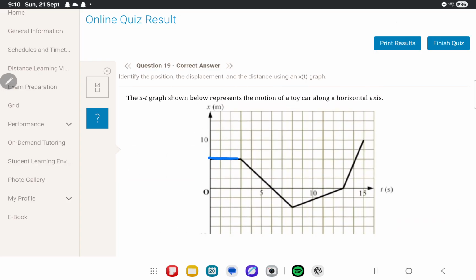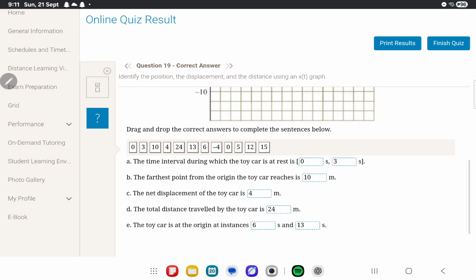Okay, the total distance traveled. So this part here is 6, because remember, this is 6, this is 0. Now, this part here is 4 meters. Again, we're not counting the signs. This part here is also 4 meters, because this is negative 2, this is negative 4. And then this part here is 10 meters. Add them all up. 6 plus 4 is 10, 10 plus 4 is 14, 14 plus 10 is 24. Moving on.